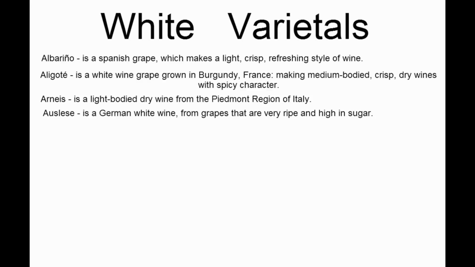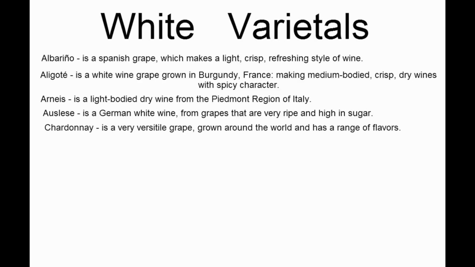Auslese is a German white wine, from grapes that are very ripe and high in sugar. Chardonnay can have a range of flavors: apple, pear, vanilla, fig, peach, pineapple, melon, citrus, lemon, grapefruit, honey, spice, butterscotch, butter and hazelnut. Chardonnay, due to its popularity, is grown around the world.